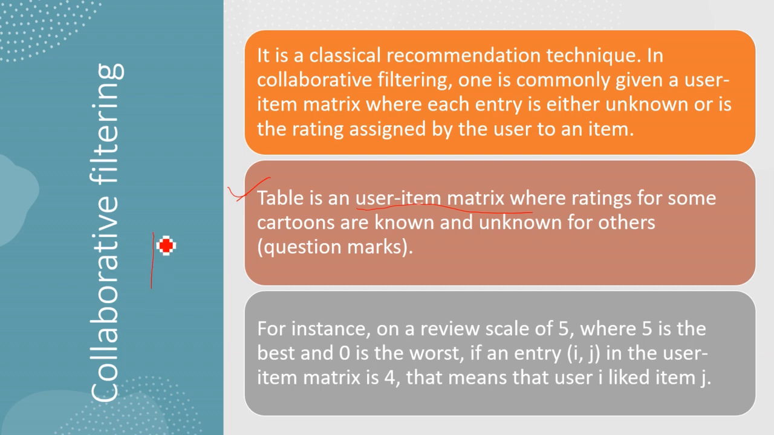So we can have, suppose, one kind of table with the ratings which the different users have given for the cartoon. So either it has a value 4 or it is unknown, that is a question mark. So it means that the user has not given the rating or the rating is unknown. If, on a review scale of 5 where 5 is the best and 0 is the worst, there is an entry of 4, it also means that user I liked item J. That means if this particular review is about the cartoon, how will it be conducted?